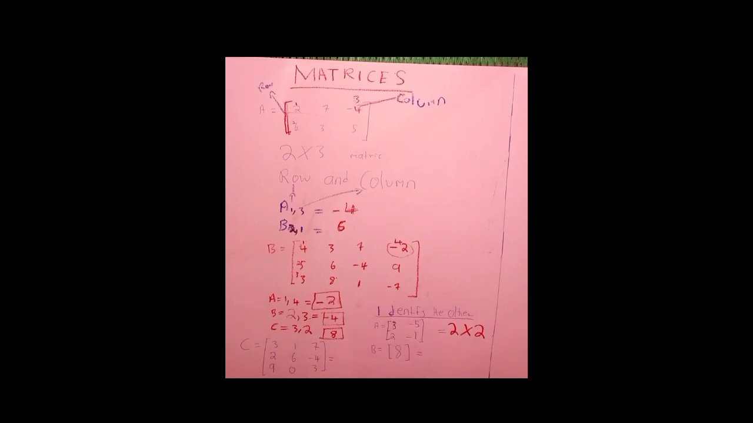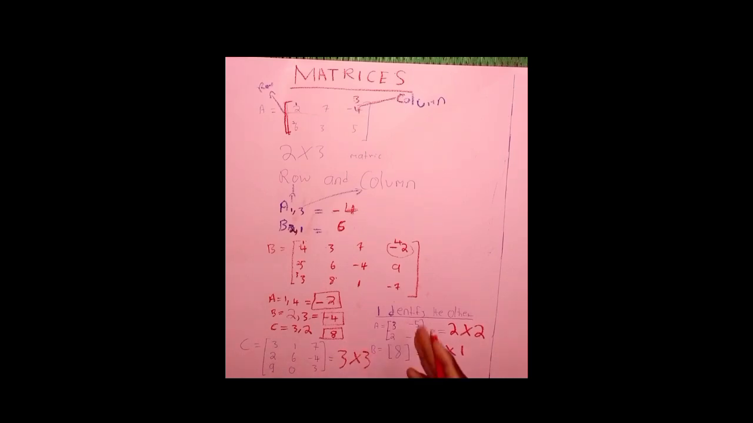Okay, for B, it's a 1 by 1 matrix, because the row contains only 1 and the column also contains only 1. So the matrix is 1 by 1. Okay, let's see for C. How many rows do we have? 1, 2, 3. We have 3 rows. Let's see our column: 1, 2, 3. The column is also 3. So the matrix is 3 by 3.